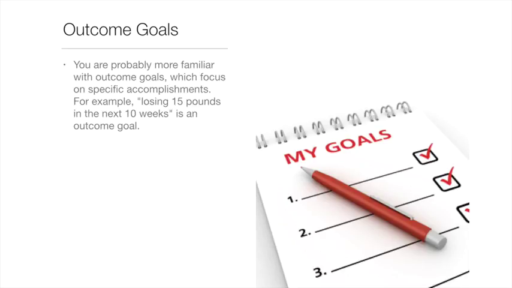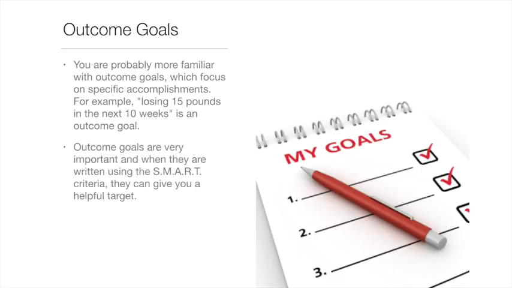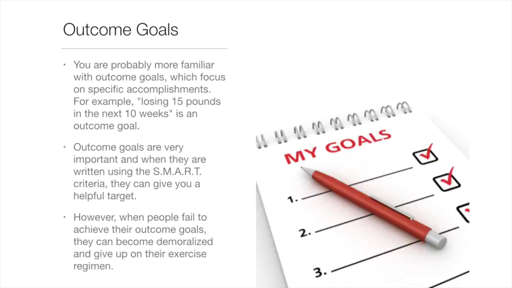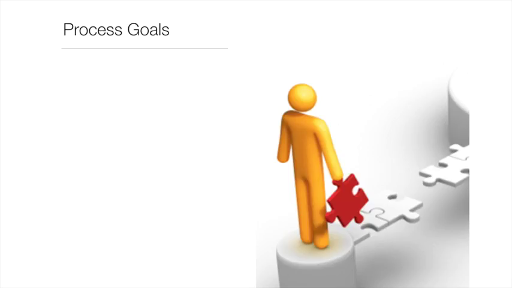Now I'm going to talk about the difference between outcome goals and process goals. You're probably more familiar with outcome goals, which focus on specific accomplishments like losing 15 pounds in 10 weeks. That would be an outcome goal. So essentially it's a SMART goal. SMART goals are normally outcome goals. However, when people fail to achieve their outcome goals, they can become demoralized and give up on their exercise regimen. So you don't want to just have outcome goals as something to achieve or as your target. You want to have process goals as well, and we're going to talk about that.